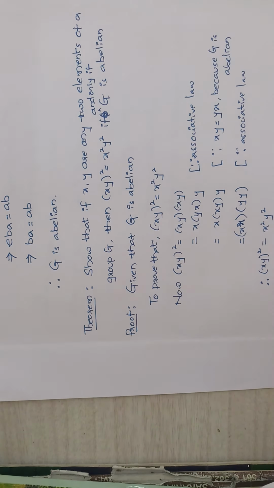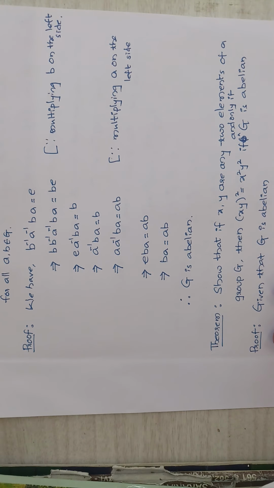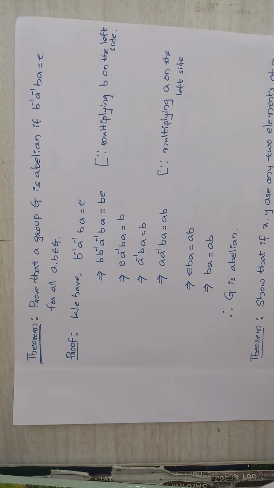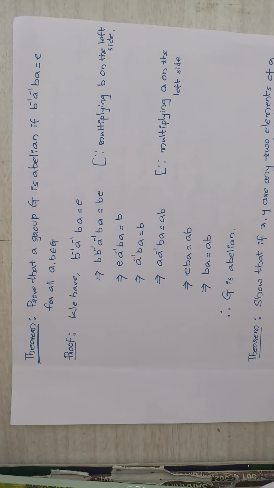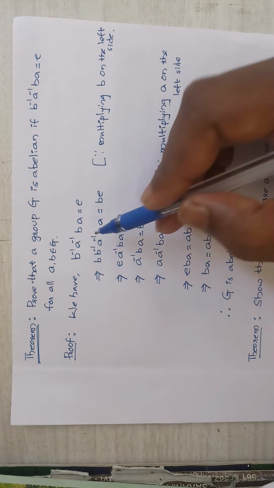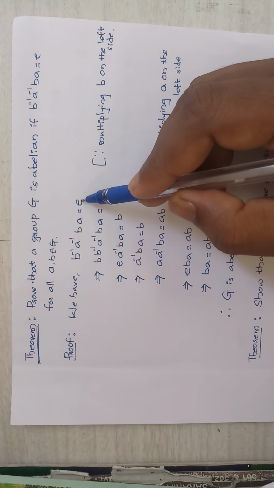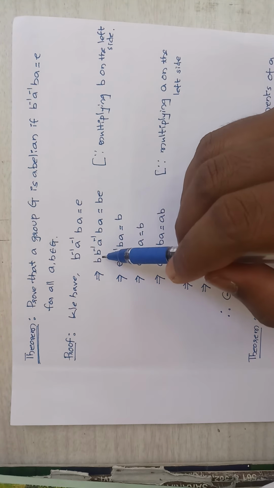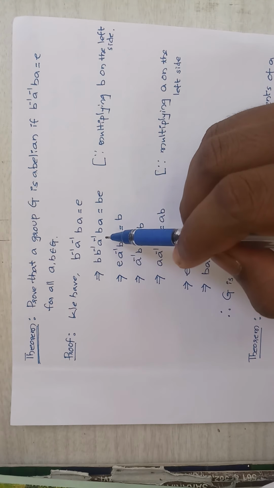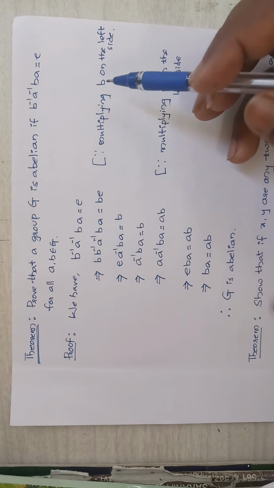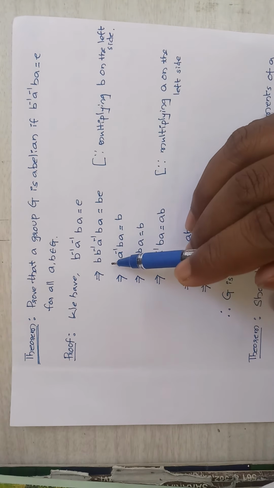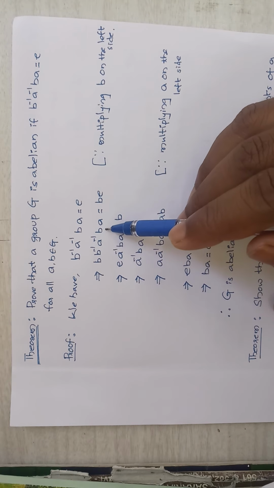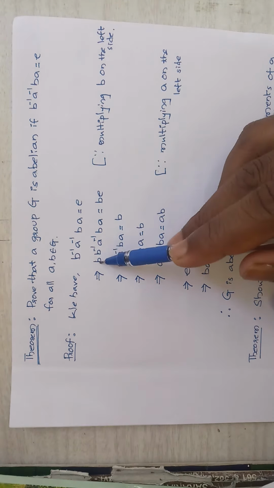So the next result is: prove that G is an abelian group if B inverse A inverse into BA is equal to E for all A, B belonging to G. So we have B inverse A inverse into BA is equal to E. Here I am multiplying B on the left side, so B into B inverse A inverse into BA is equal to B. B into B inverse is equal to E.